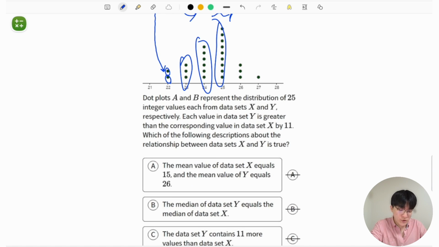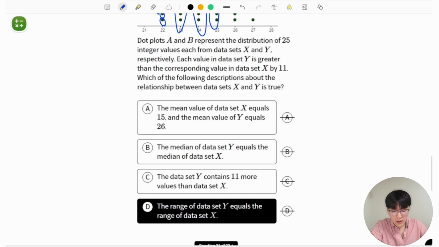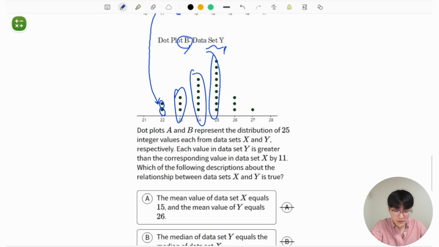Which of the following descriptions about the relationship between datasets X and Y is true? So what do we know? Let's actually take a look at the answer choices. The mean value of dataset X equals 15 and the mean value of Y equals 26.